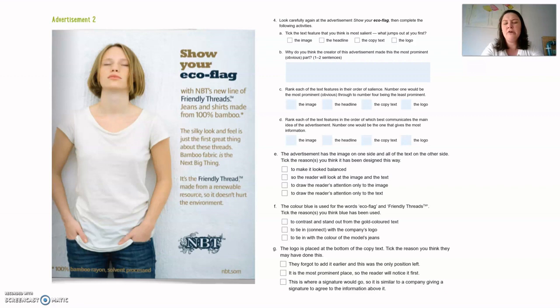Last one, the logo is placed at the bottom of the copy text. Tick the reason you think they may have done this. Is it they forgot to add it earlier and that was the only position left? Is it the most prominent place so the reader will notice it first? This is where a signature would go. So it is similar to a company giving a signature to agree the information above. Which one do you think it is, guys?